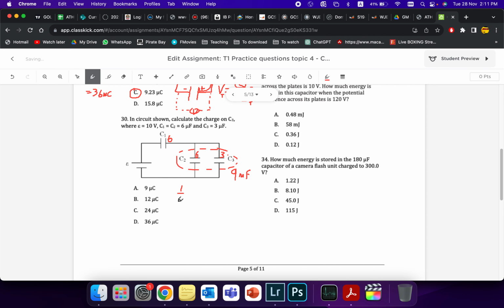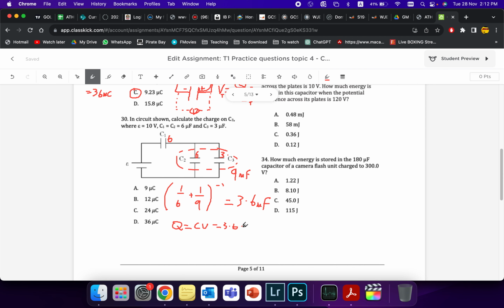I will do 1 over 6 plus 1 over 9, and I'm going to do that to the minus 1. That will tell me the total capacitance. 1 over 6 plus 1 over 9, what does that give you? Let's find out. So I'm going to open my bracket. I'll do 1 over 6 plus 1 over 9. Close the bracket to the power of minus 1. Directly the calculator gives me an answer of 3.6 microfarads. That is the total capacitance. Now I can find the total charge. Q total equals CV.